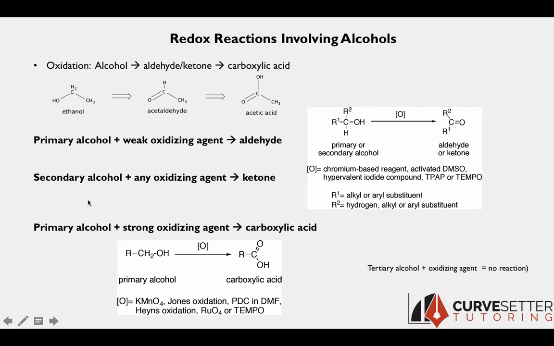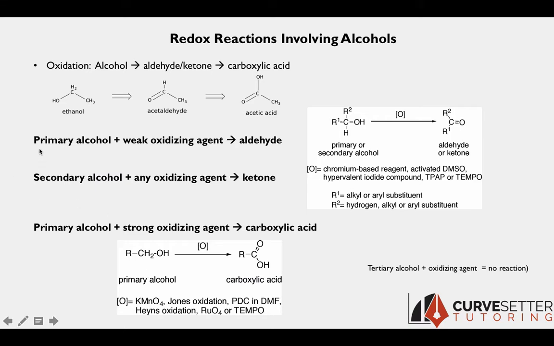So these two depict going from an alcohol to a carbonyl, aldehyde or ketone. If you have a primary alcohol and you add a strong oxidizing agent, you skip completely the carbonyl group step, and you go from an alcohol all the way to a carboxylic acid. And so that requires a strong oxidizing agent to go from an alcohol to a carboxylic acid, which is depicted here. And that needs to be a primary alcohol.